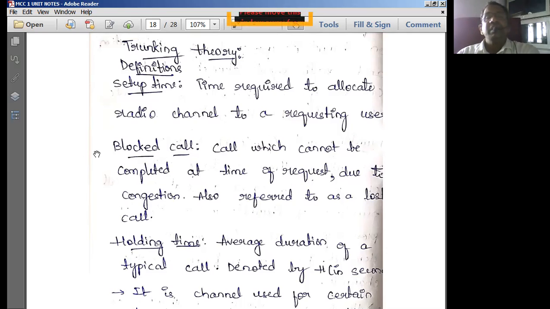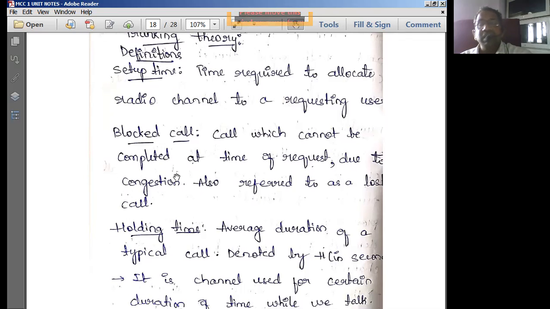Anyway, it is the time required to allocate a radio channel to a requesting user. What do we mean by radio channel? It can also be a frequency channel. We assign a certain range of frequencies to communicate signals between the two mobile units, the two mobile users.